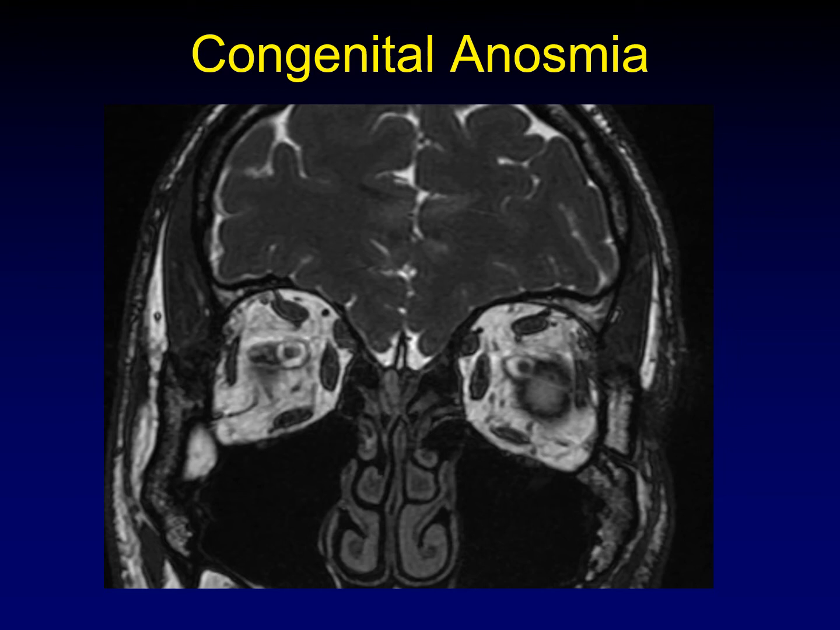Here is another coronal, heavily T2-weighted image. This is a steady-state free precession image through the anterior skull base, and you can see that those olfactory nerves that should be sitting here in the olfactory groove are notably absent. Nothing but CSF in the olfactory groove. That's the imaging finding for congenital anosmia. It's an aplasia of both of the olfactory nerves.